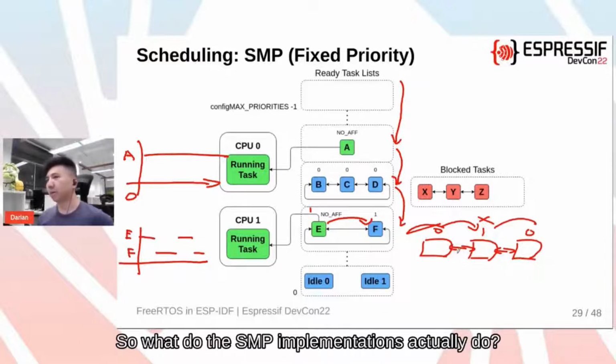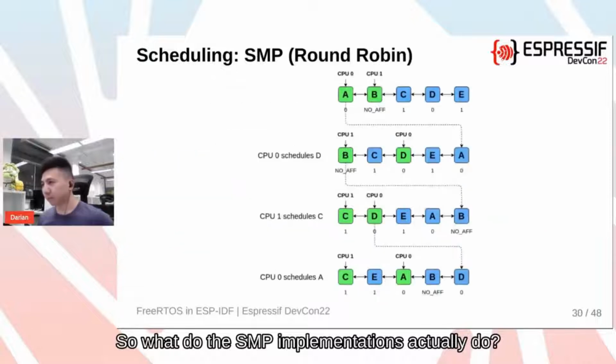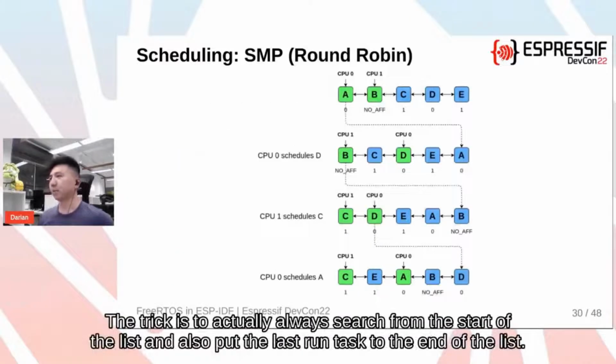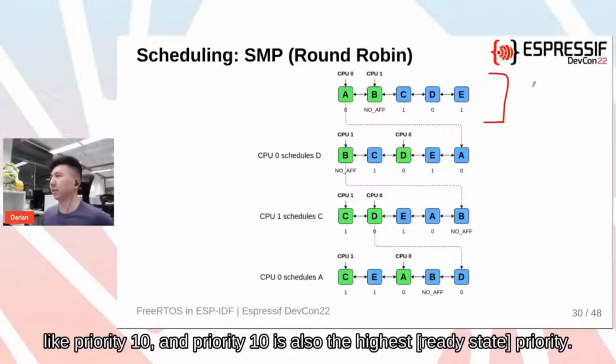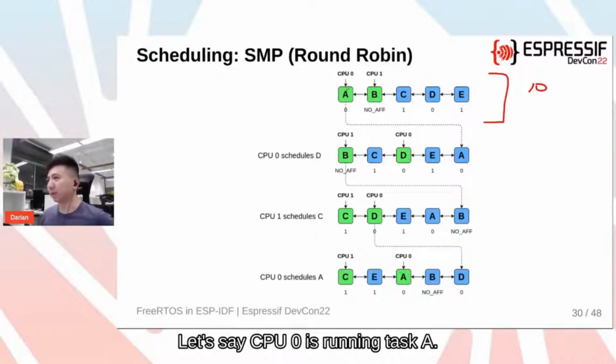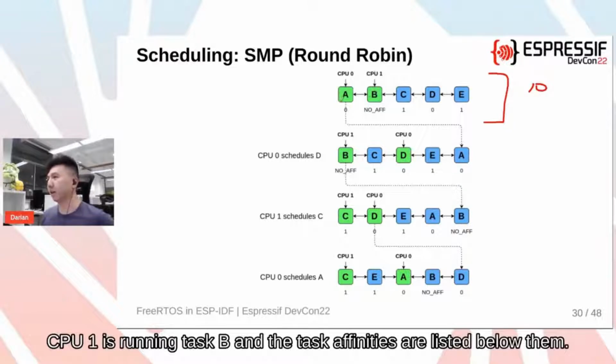So what do the SMP implementations actually do? The trick is to always search from the start of the list and also put the last run task to the end of the list. So let's say that this is all within the same priority. Let's say priority 10, and priority 10 is also the highest priority. Let's say CPU 0 is running task A, CPU 1 is running task B, and the task affinities are listed below them.